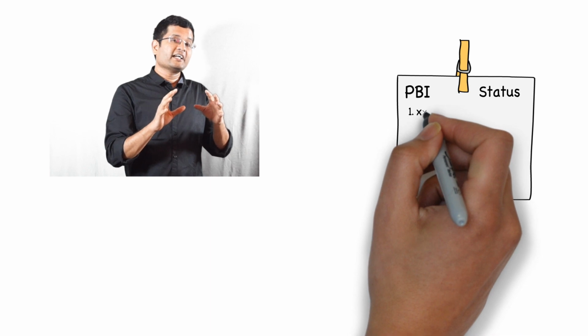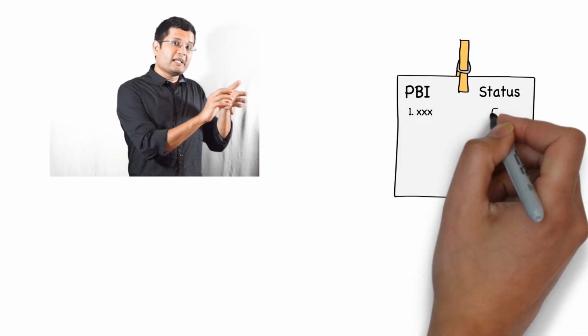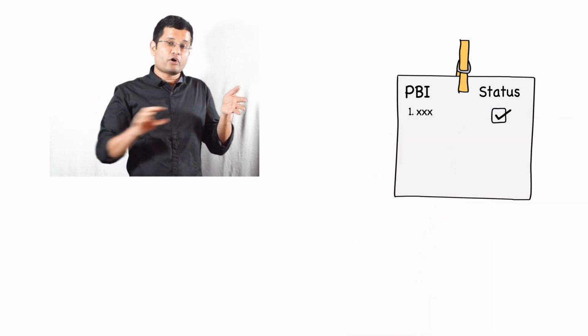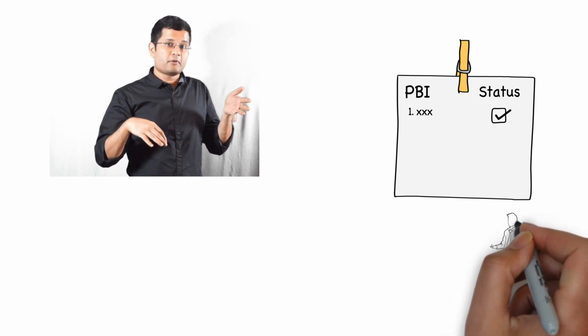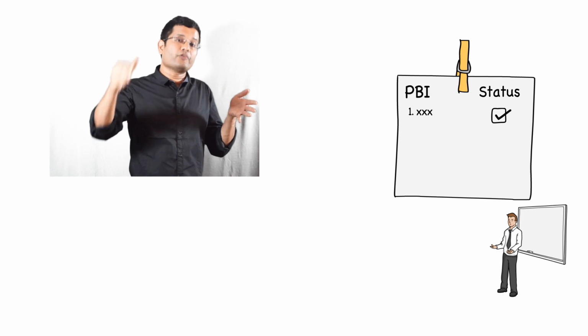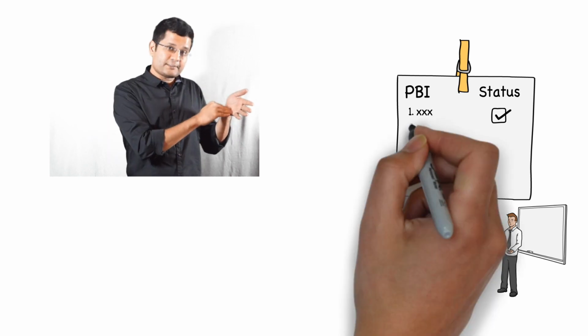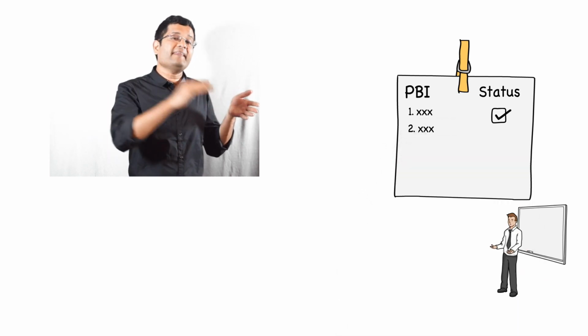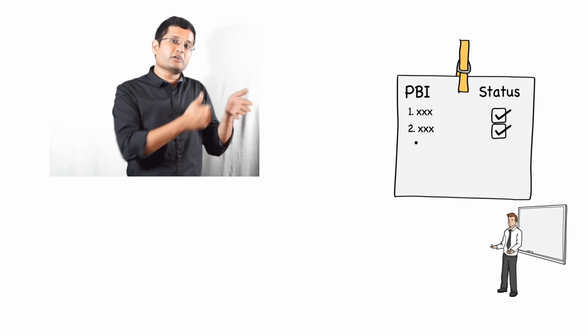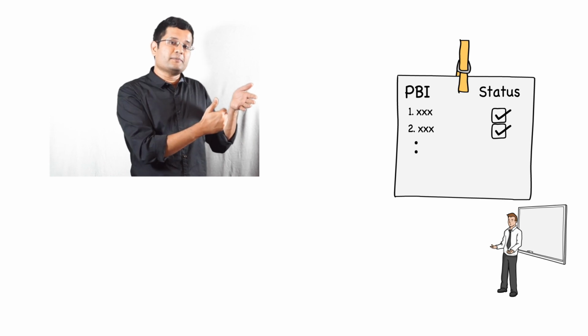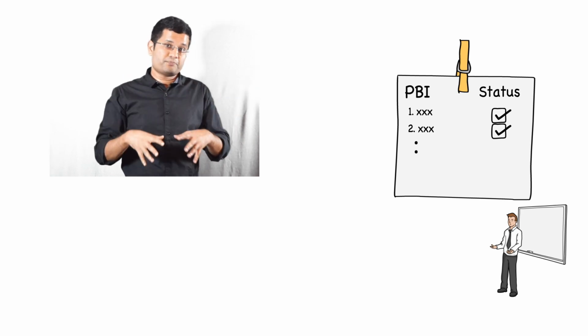Now you would take one PBI and explain to the rest of the stakeholders what the PBI means, and there would be someone from the team who would demonstrate the PBI on the product. Then you would go to the next PBI and explain it, and that would be demonstrated to the stakeholders. So this would continue for the complete list of PBIs that you have picked up for this sprint.